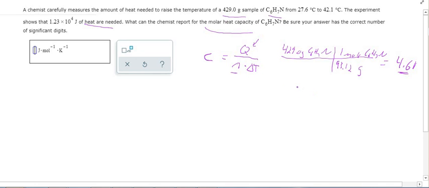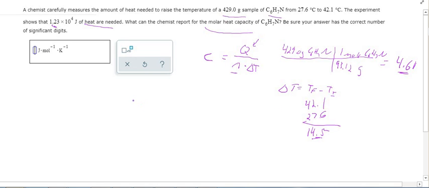What about the change in temperature? Well, delta T equals the final minus the initial. So the final in this case is 42.1, the initial was 27.6, and when I do that math, I get 14.5. So I got 3 sig figs. This one I should have had 4, but it's going to be these 3 sig figs that are going to dominate. I also have 3 sig figs right here. Okay, so there's my delta T.